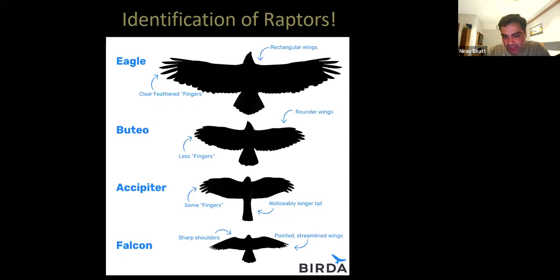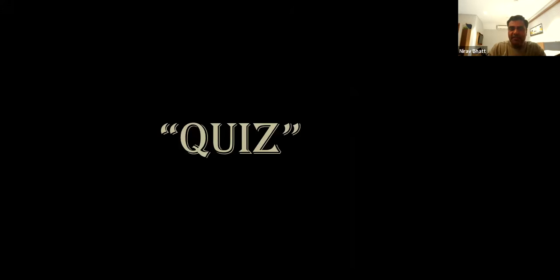It is also very closely similar looking to falcons, because sometimes when they are moving ahead or stooping ahead, even accipiters can look like falcons. But falcons have more pointed wings and sharp shoulders. Even the tail is slightly rounder in falcons. So with this broad range of identification of the silhouettes, let us have a small quiz here.